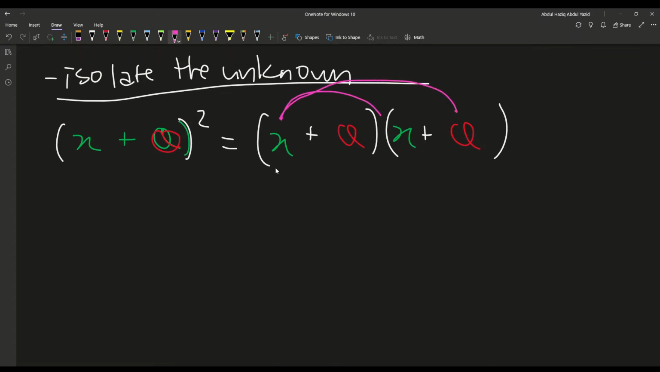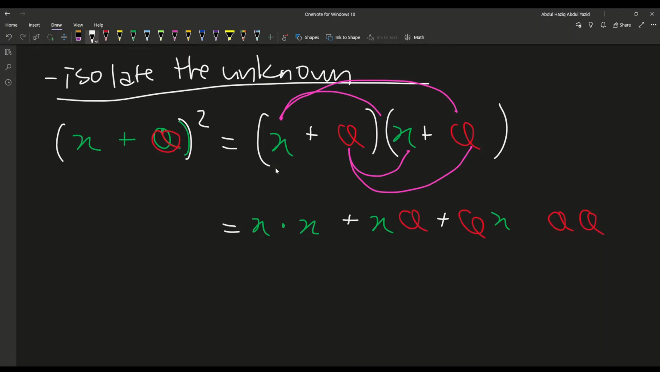This x multiplies by this x, this x multiplies by this q, this q multiplies by this x, and this q multiplies by this q. So when we break it open, we find that we have x times x plus x times q, again plus q times x, and finally q times q. So this is what we get, and that simplifies nicely to x squared plus 2xq plus q squared.